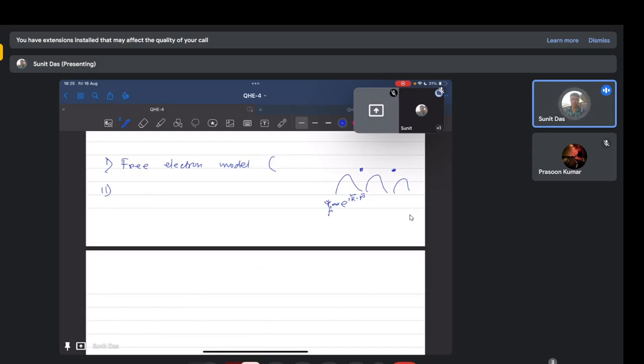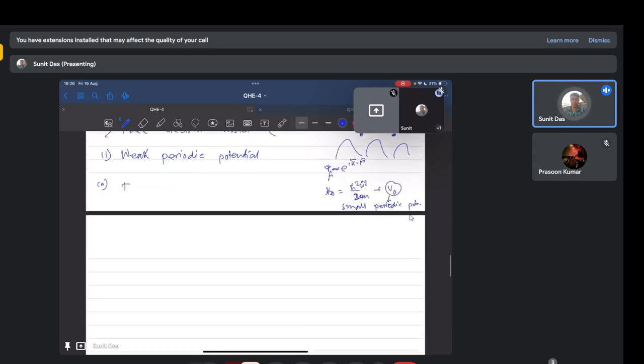So H0 is basically h bar squared k squared by 2m, where k is momentum. Then we add a very small perturbation. So this is a periodic potential but very small, a weak periodic potential. This chapter is usually known as weak periodic potential. And then third we come to the tight binding approximation.